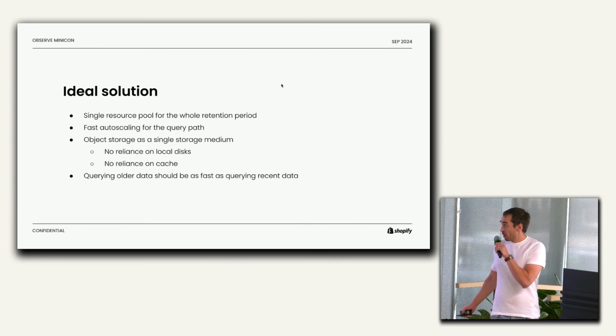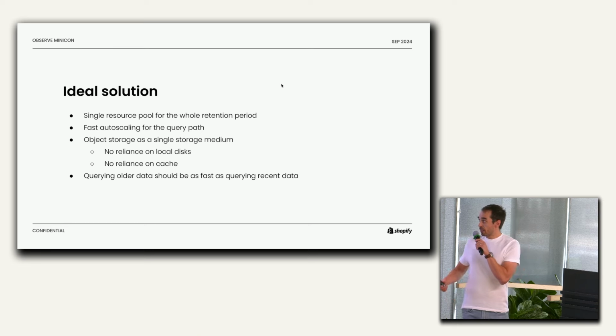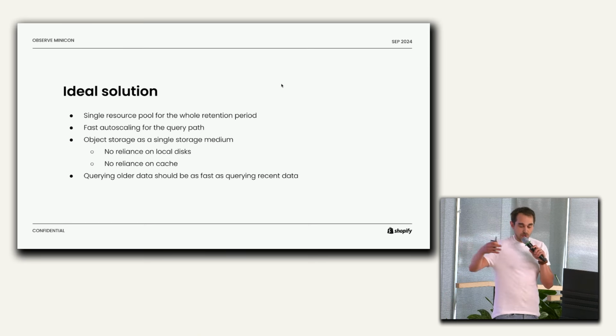All right, so what we ideally wanted to have is a single resource pool that would cover the whole retention period over a year or maybe above a year. That would have allowed us a fast auto-scaling query path, so we could add compute resources when query load would go up. We only wanted to use object storage as the only storage medium, so we didn't want to rely on local disks for caching, for example, or use some Redis cache, and things like that.